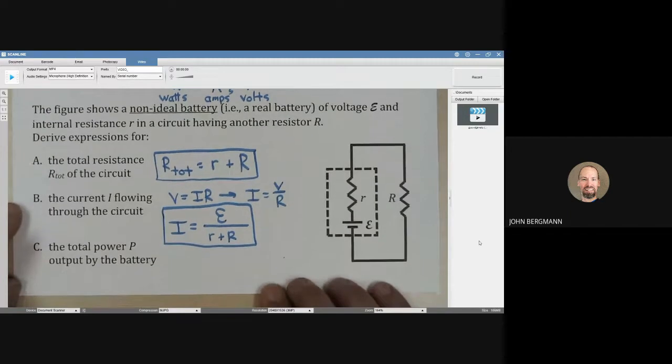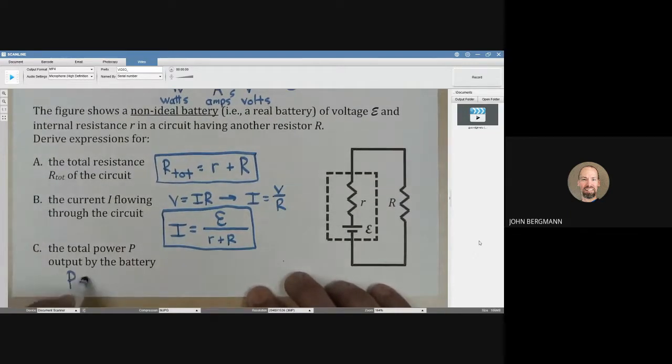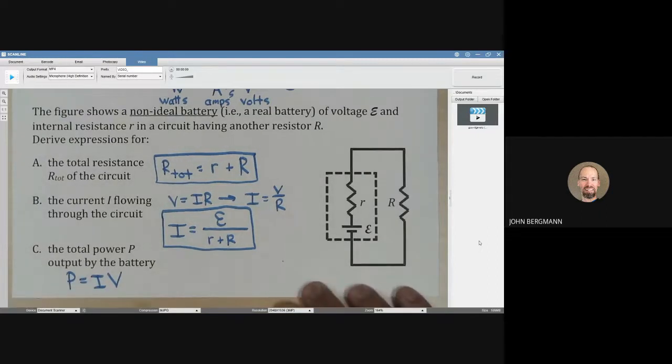And the total power that's output by the battery, I can write it down here. Power is current times the voltage. Here we have an expression for the current, and the voltage of this battery is capital E. So if I take that expression multiplied by another E, don't I get E squared over the quantity little r plus big R?